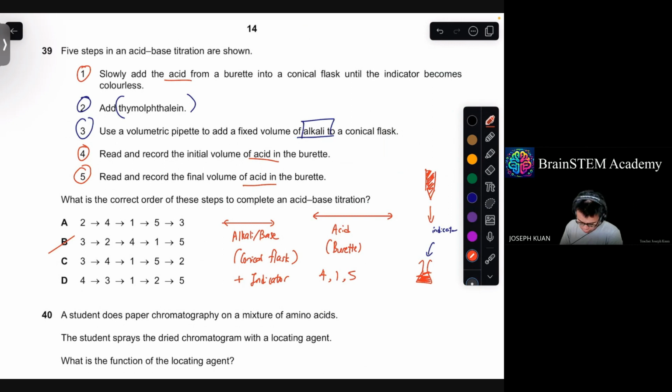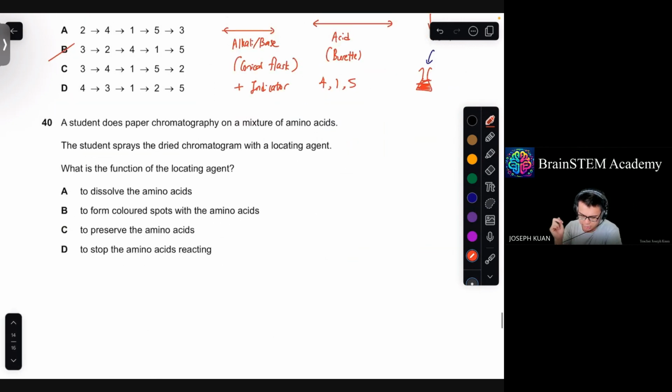Right, moving on to question 40, the last question. A student does paper chromatography on a mixture of amino acids. The student sprays the dried chromatogram with a locating agent. What is the function of the locating agent? To form colored spots with the amino acids. This is pretty straightforward. Okay, it's to locate. Right, to locate the amino acids by forming colored spots with them.